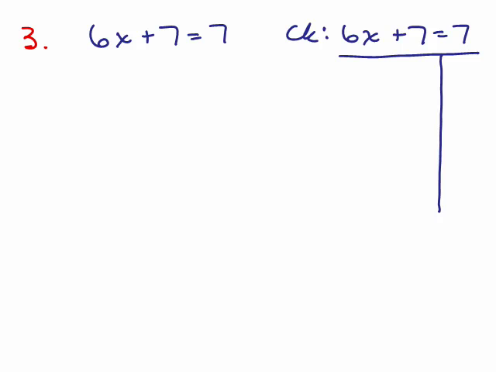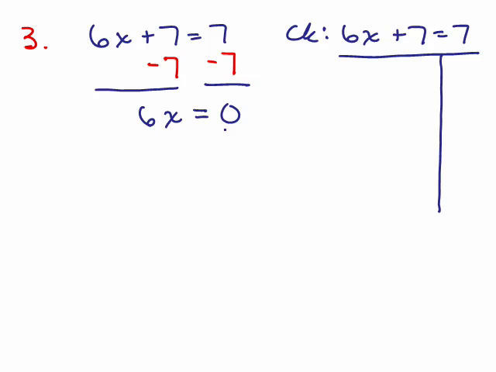Number 3, 6x plus 7 equals 7. This time we have 6 times x, but we also have plus 7. So first we want to isolate the 6x so we could subtract 7 from both sides of the equation. I'm going to do that vertically. So I'm going to subtract 7 on the left side and the right side. You have to do the same thing to both sides. And that gives me 6x plus 0, which is just 6x on the left side. And 7 minus 7 is 0.